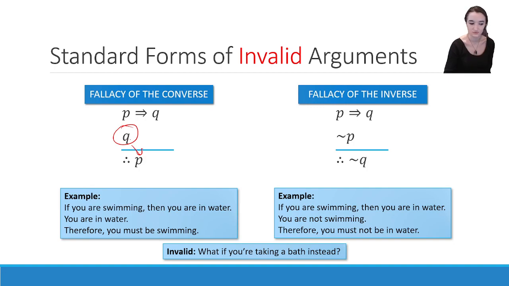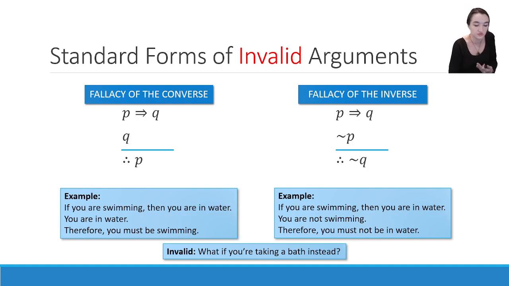That's the converse, right? And we know the converse is not the same thing as the original. Similarly, the fallacy of the inverse, remember that the inverse is the negation of P implies the negation of Q, and we know that's also not the same thing as the original, right? So we have our second premise being the negation of P, our conclusion the negation of Q. These are invalid arguments.